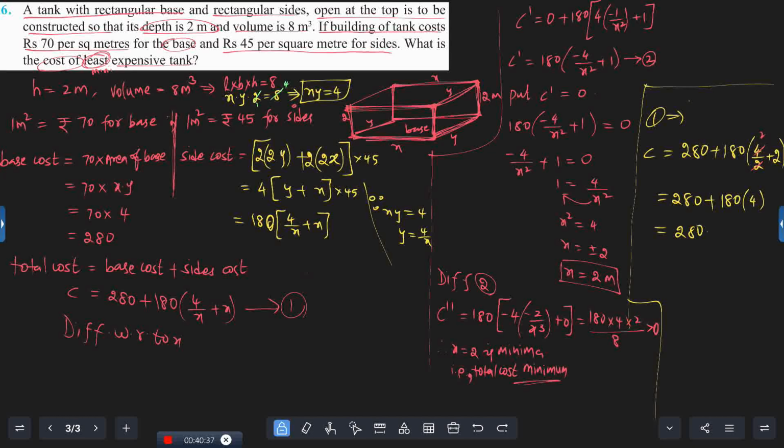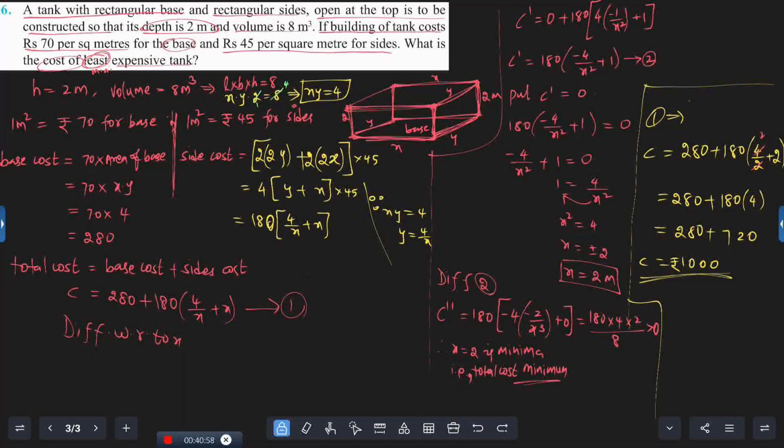So 280 plus, 180 into 4 is 720. When you add each, what am I getting? 1000, is it coming? Okay, 1000 rupees it seems. So the total cost is 1000 rupees. That's it.